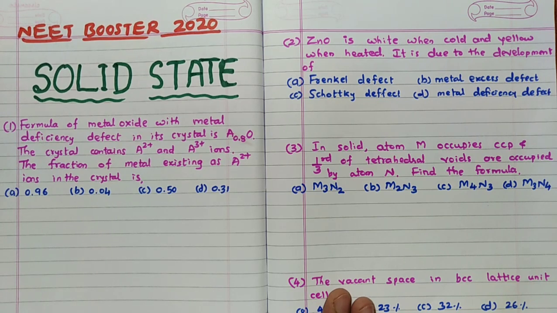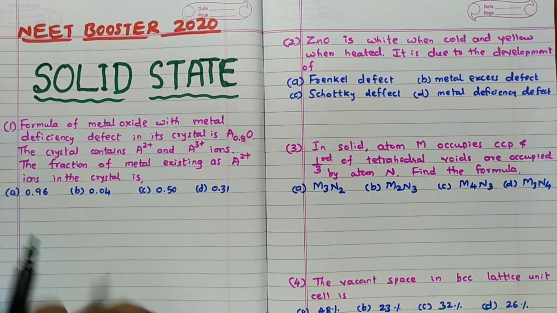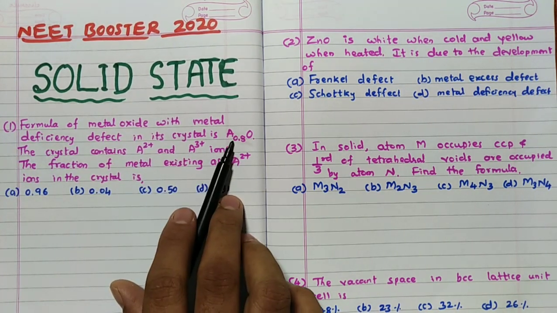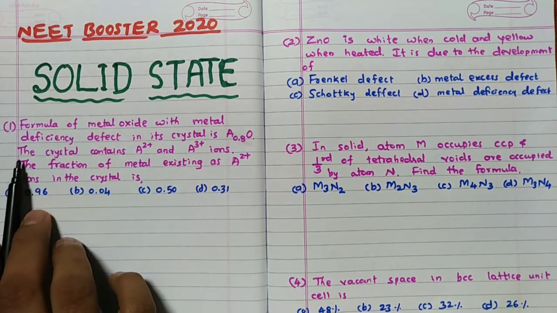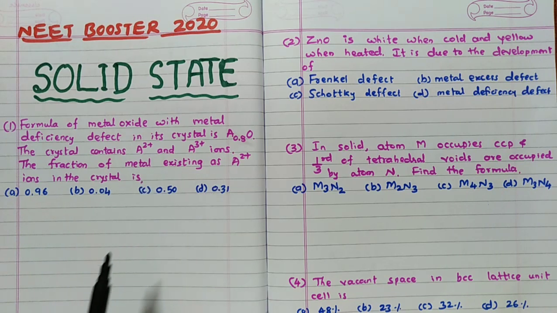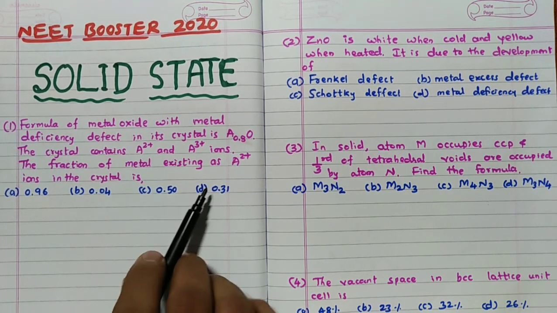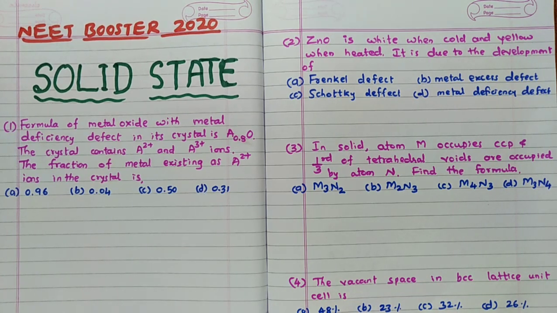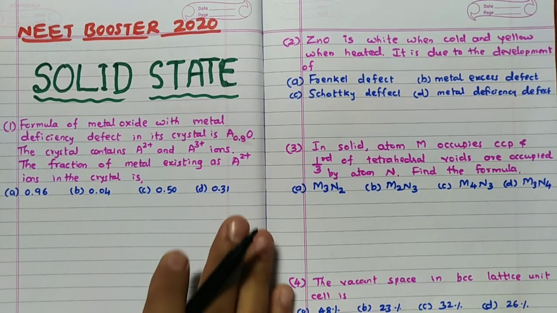First question. The formula of a metal oxide with metal deficiency defect in its crystal is A0.8 O. The crystal contains A2+ and A3+ ions. The fraction of metal existing as A2+ ions in the crystal is. They are asking the fraction of metal existing as A2+ ions. So in this particular case, how to solve this type of question?